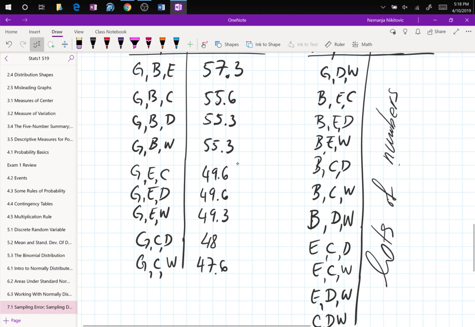So that's our first lesson, and we learned that the bigger the sample, the better the results, the more accurate the results. And the rest of chapter 7 is going to expand on that and push it further. See you next week.